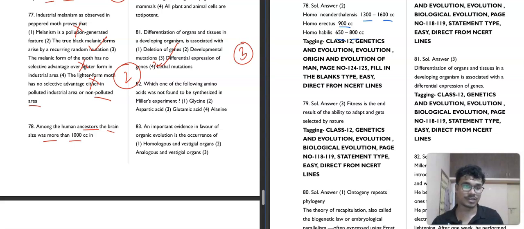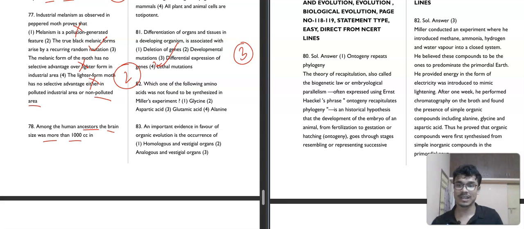Then question number 82. It is saying that which of the following amino acids is not found to be synthesized in Miller's experiment? Glycine, aspartic acid, glutamic acid or alanine. So glycine, yes it was found. All these other acids were also found. So glutamic acid was not. The experiment produced glycine, aspartic acid and alanine, but not glutamic acid. So it is our correct answer.